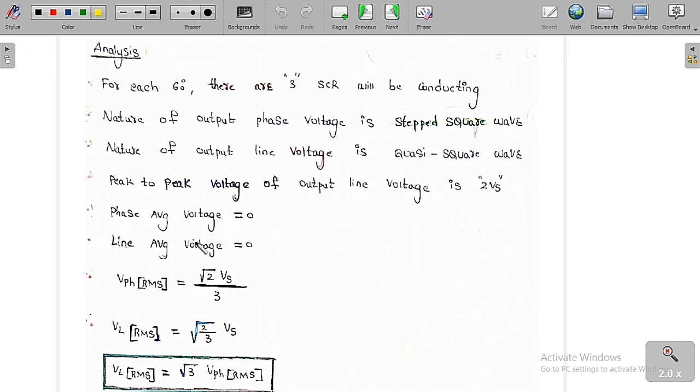If you try to find the average value of either the phase voltage or the line voltage, it is always equal to 0, because the positive area is always equal to the negative area.